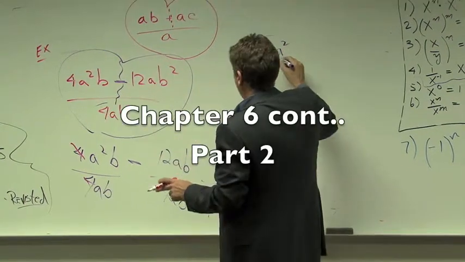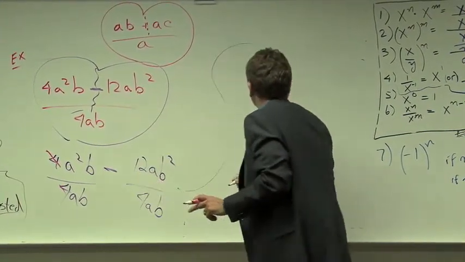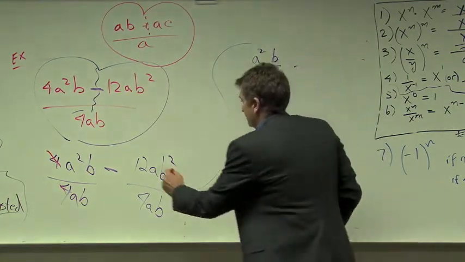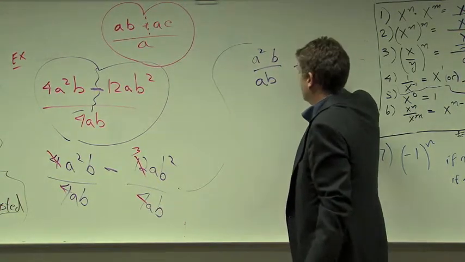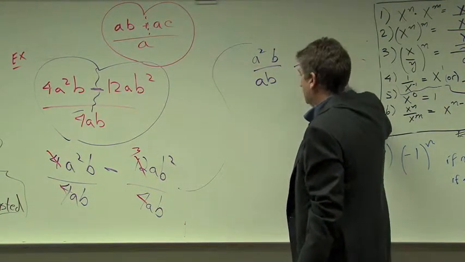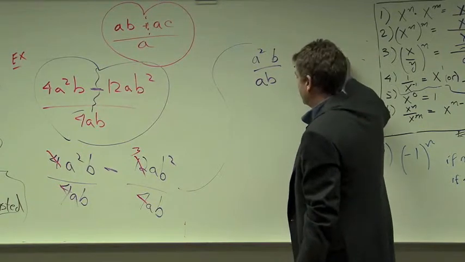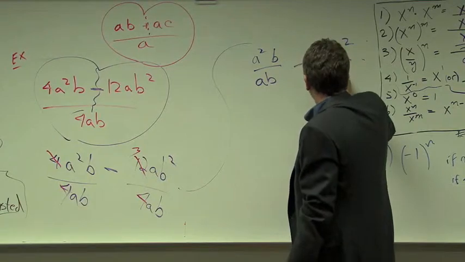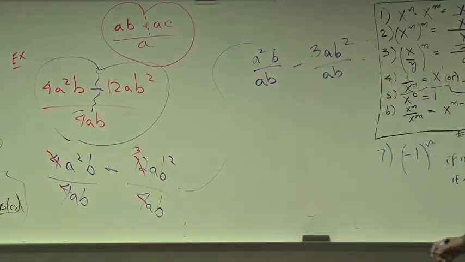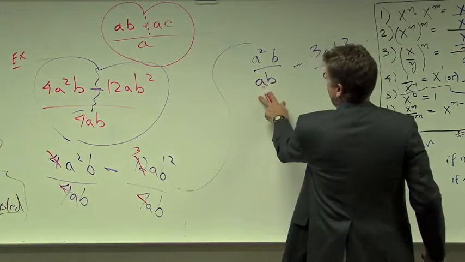Write it like this: a squared b, I'm just going to do it simply, ab, minus, let's get rid of these numbers here, so this is going to be once 3 times. So I'm going to get minus 3, the 3 staying? Yeah, 3 stays. So I'm going to keep that numerator. So I get minus 3ab squared all over ab. I'm just copying down. Basically, the numbers cancel, so all I did is put the variables back up.